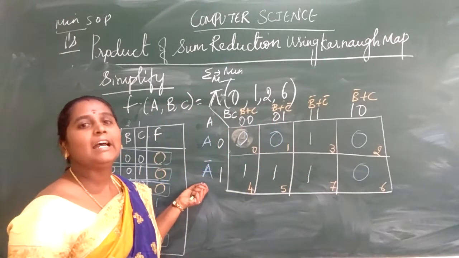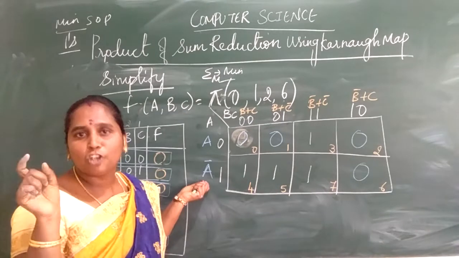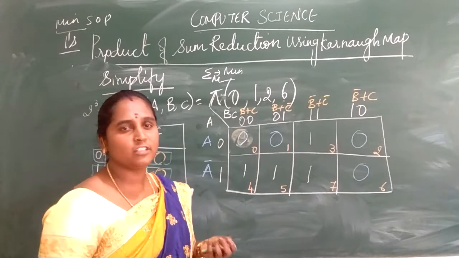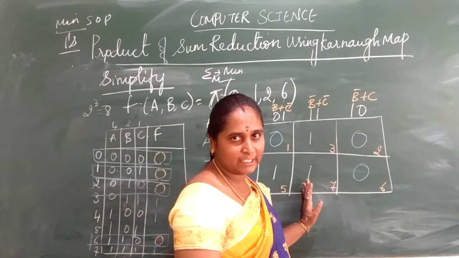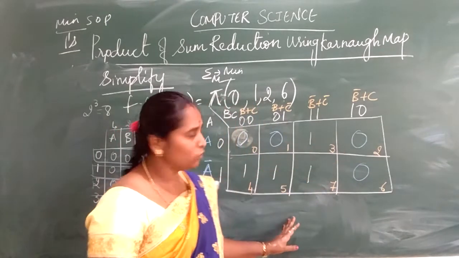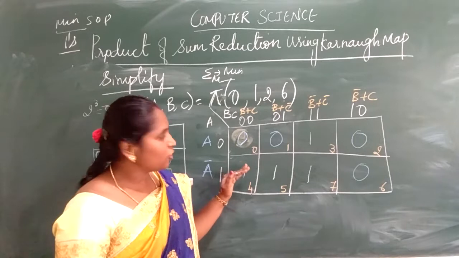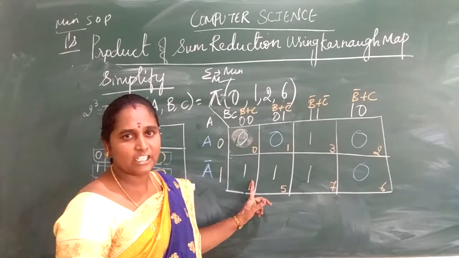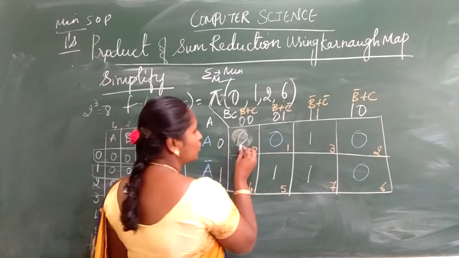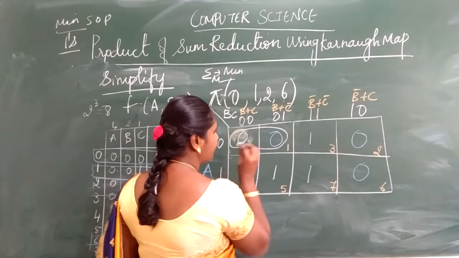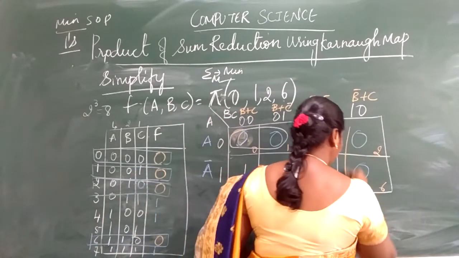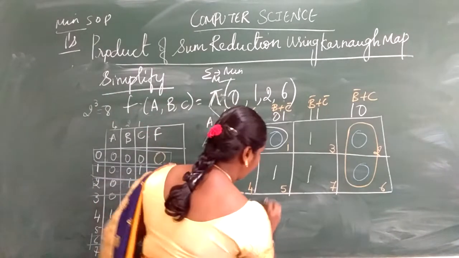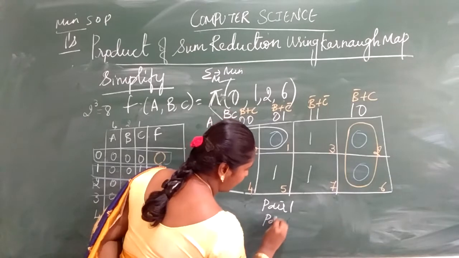Next you have to encircle the adjacent zeros in your max term, performing octet, quads and pairs. First you see whether an octet is present, 8 ones, sorry, 8 zeros. No, 8 zeros are not adjacent to each other. Next you see quad, 4 zeros adjacent. 4 zeros are not adjacent to each other. Here you have 2 pairs, that is 2 zeros are adjacent: pair 1 and pair 2.